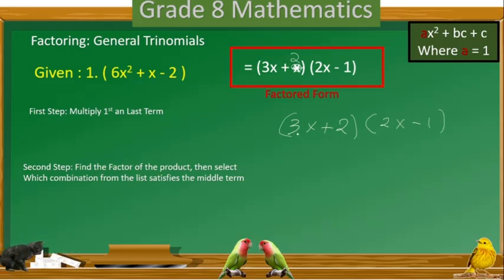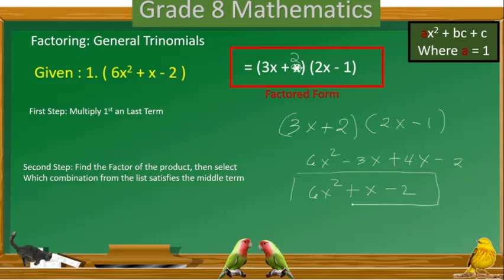Okay, we multiply 3, that is 6x squared. Then 3x times negative 1, that is negative 3x. Then 2 times 2x, that is positive 4x. Then positive 2 times negative 1, that is negative 2. So combine like terms. Negative 3 and positive 4 is positive x, then negative 2.